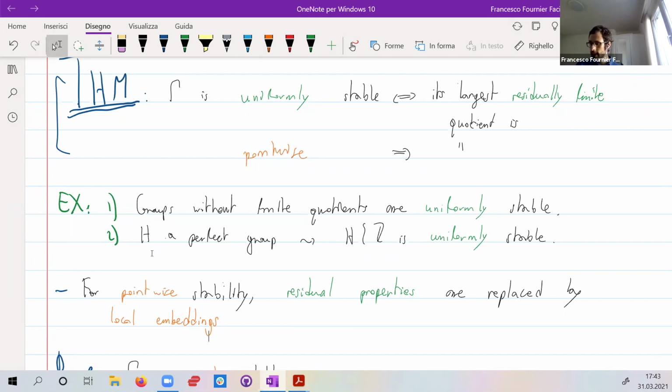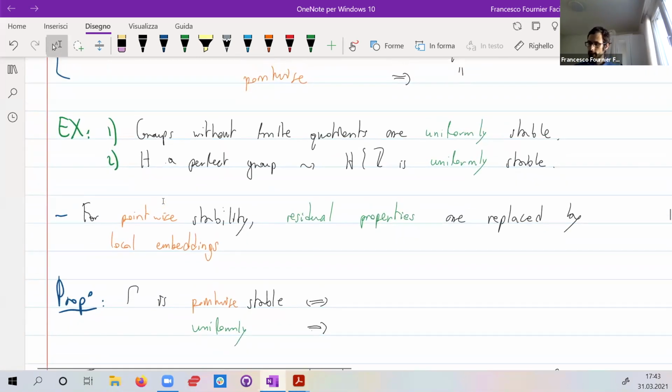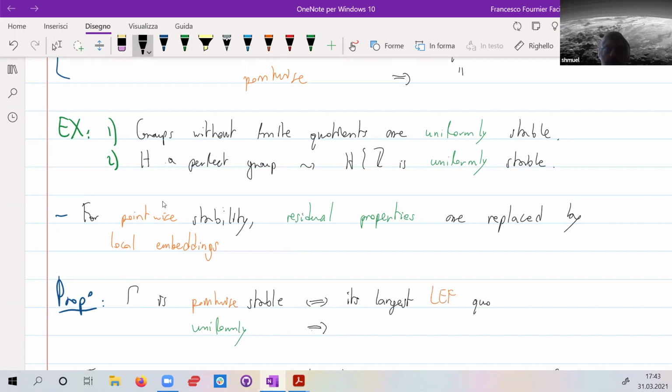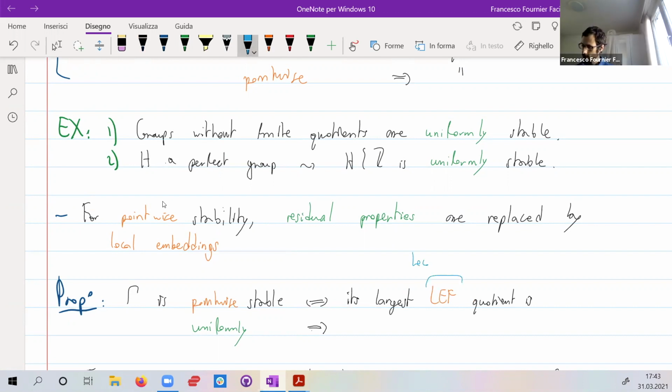And the analog of this theorem is the following. So gamma is pointwise stable if and only if its largest LEF quotient is. LEF means locally embeddable in finite groups. So this is a very well-studied notion. And it is uniformly stable. So if it is uniformly stable, then so is its largest LEF quotient.